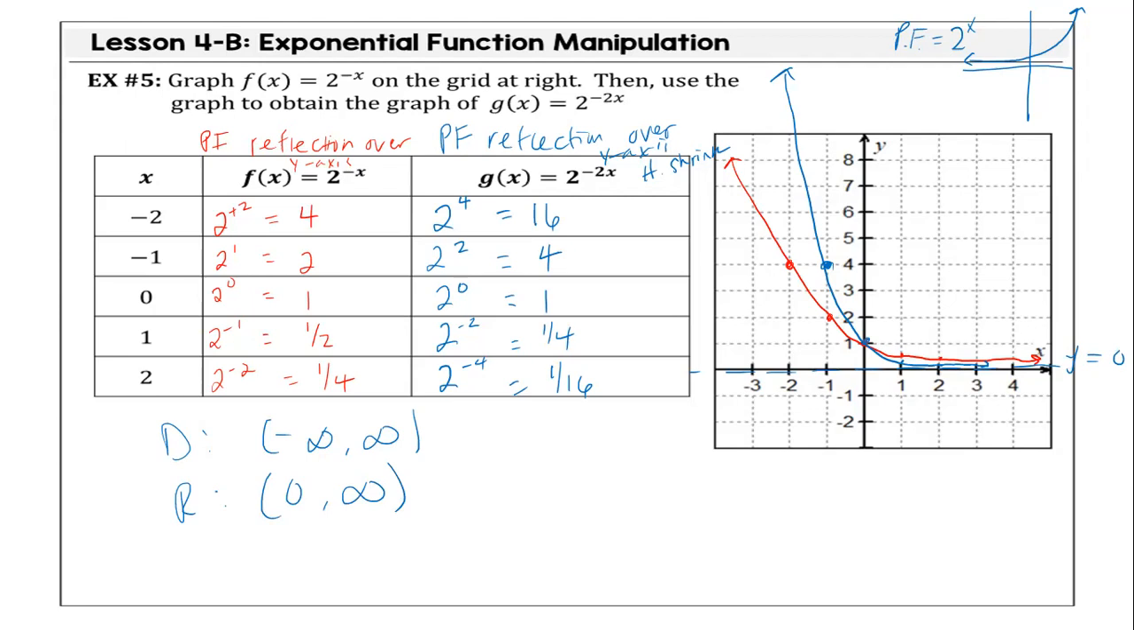How do you feel about graphing without a calculator? Is it doable?